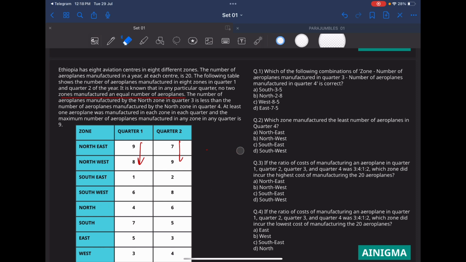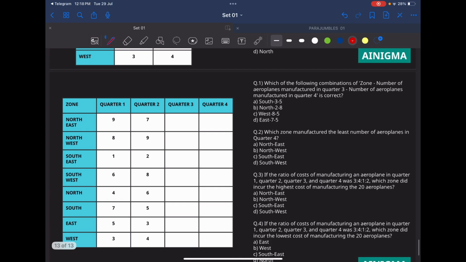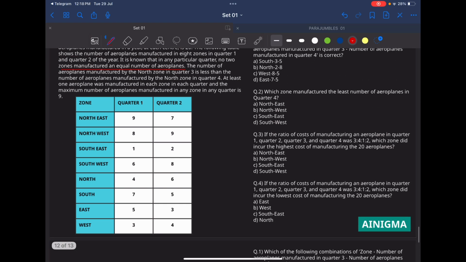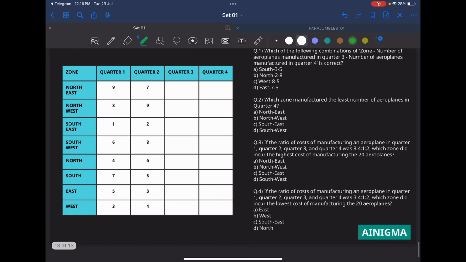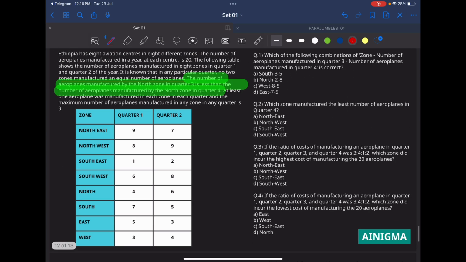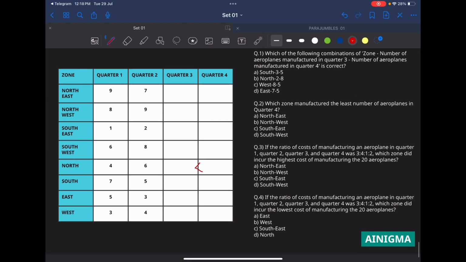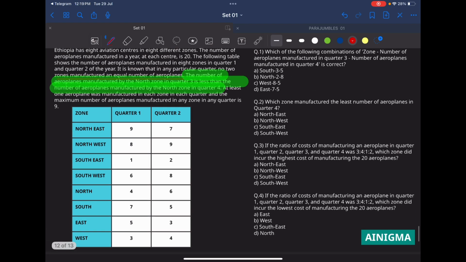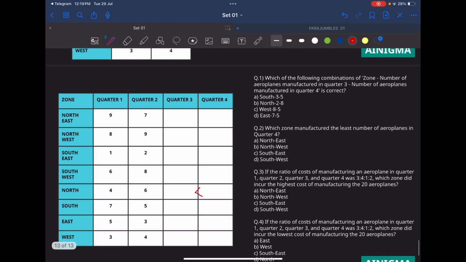So let's see. First thing is that I need a section for Q3 and Q4. So instead of making it here, I've already made the section from here and here. And we have to utilize one important key information that's being provided here, that the number of aeroplanes manufactured by north zone in Q3 is less than the number of aeroplanes manufactured by north zone in Q4. So north zone in Q3, this value is less than this value, isn't it? Yes, we are done with this. So this is all that we have gotten.